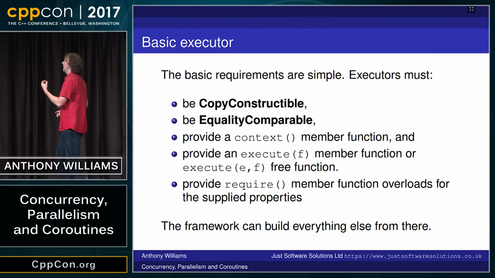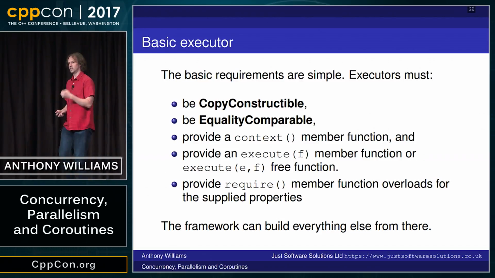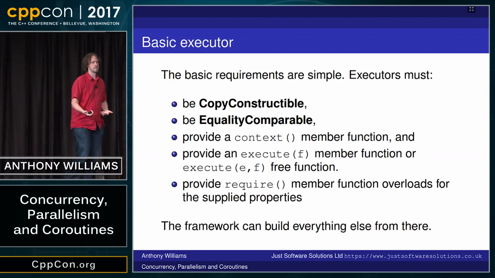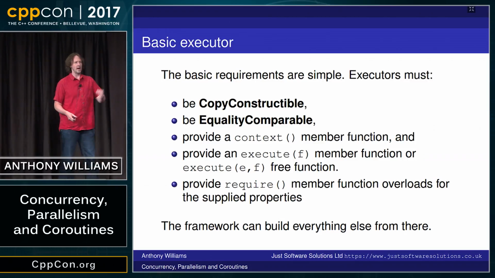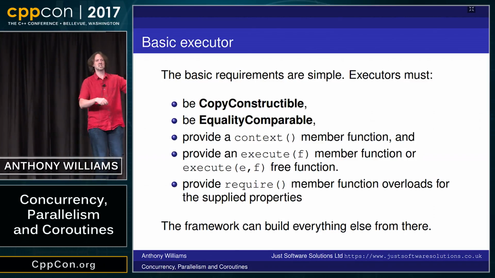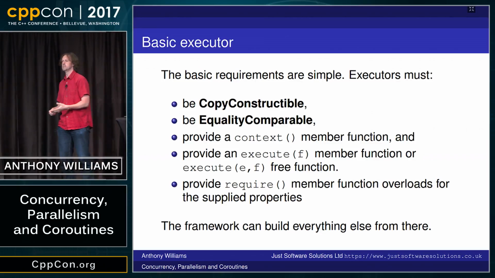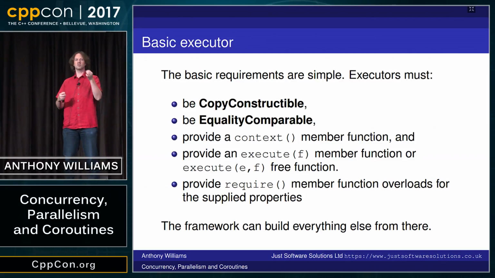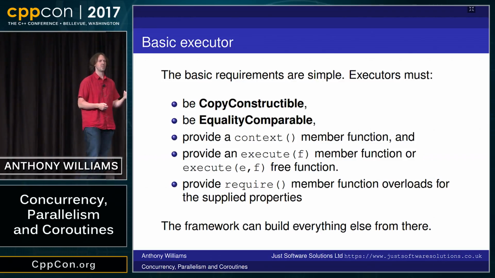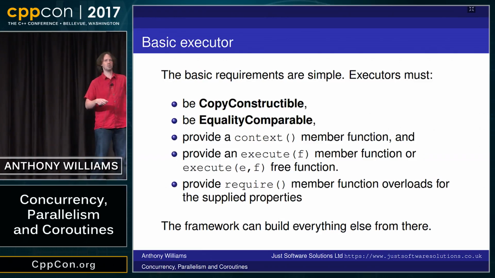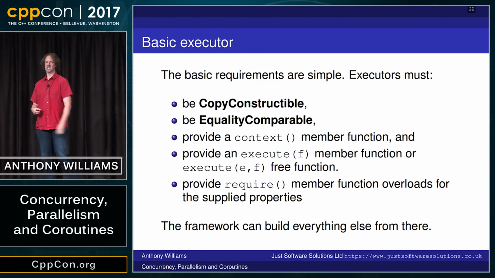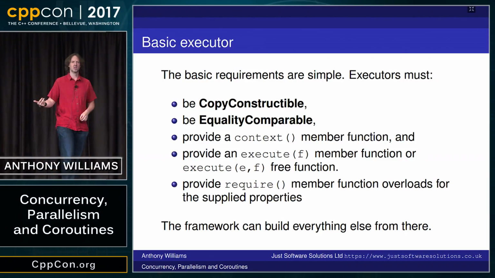And then fundamentally, you have an execute function, whether that's a member function or a free function, in order to actually launch tasks. And the way that we get to all the different properties that we wanted to know, can things run concurrently, can we bulk execute things, whatever, is that we have this require member function, which provides overloads. So if you need a specific property from your executor, then you say, I require this property. And either it will compile and work because it can provide you that property, or it will fail to compile because it doesn't.